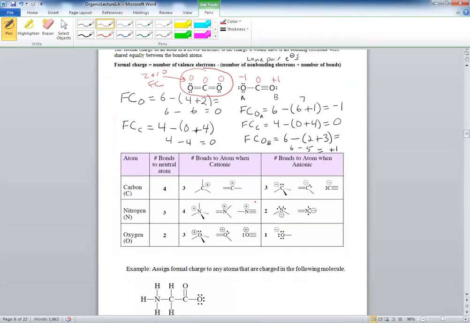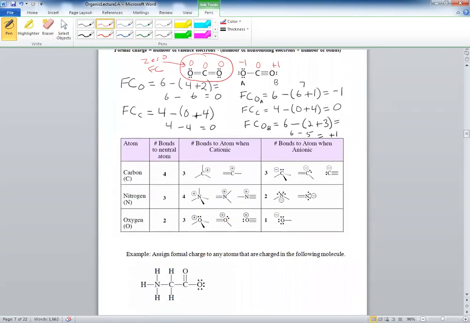Now, having said that, let's look at some other ways of doing this. Yes, you can have a quick shortcut, and I'm going to show you. The second one is another method: you can really memorize this table, and this is going to tell you the formal charges. But let's actually look at what is so special about this table.